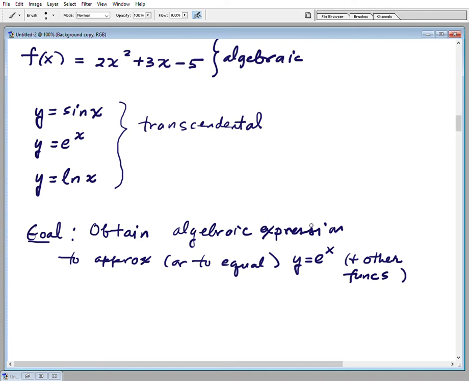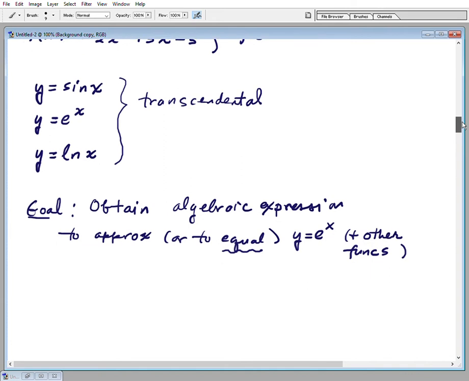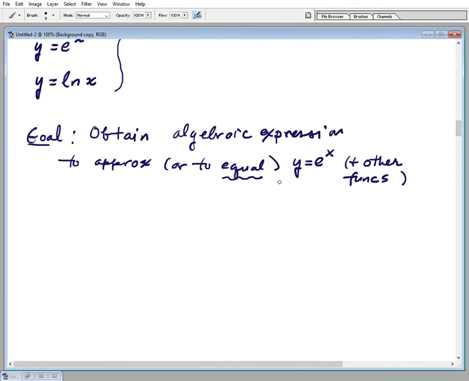Now, if we want an algebraic expression that actually is equal to y equals e to the x, we need an infinite polynomial. And that's a series, basically. So we're going to have a series, it's called the Taylor series, that will be a formula for y equals e to the x. It's an infinite series, and if you substitute in, you get the values of y equals e to the x. Okay. All right, so let's look at the first. How are we going to obtain a polynomial that approximates y equals e to the x, or any function?